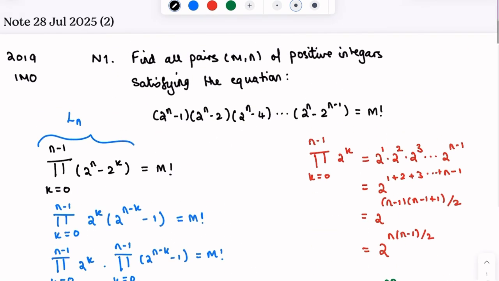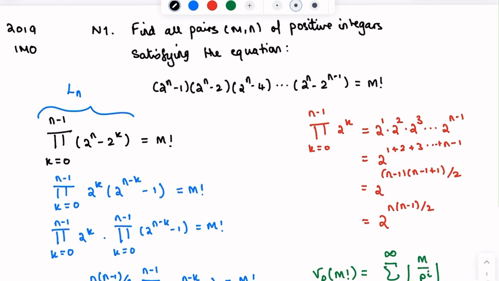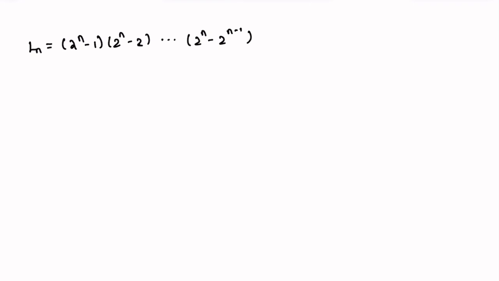Okay, so now we're going to see if we can form a few more inequalities from this here. So what do we have? Well, L sub n, we know is equal to this: 2 to the n minus 1, 2 to the n minus 2, all the way to 2 to the n minus 2 to the n minus 1. Okay, so now what can we do with this? Well, what we can do is to form an inequality here. Instead of subtracting stuff from each term, we can just leave it as it is, right?